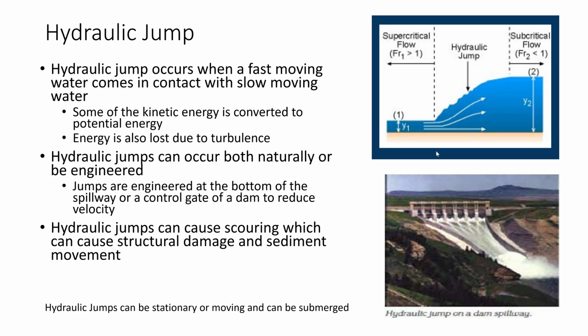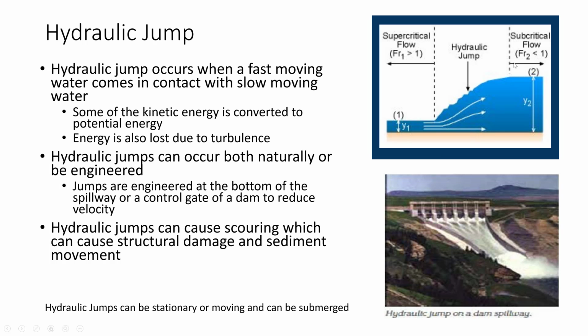One other thing that we want to do in today's lab is to look at hydraulic jumps. Hydraulic jumps happen when fast-moving water comes into contact with slow-moving water, or water that's stagnant. For the fast-moving water, the flow is called supercritical flow when you have a Froude number greater than 1.